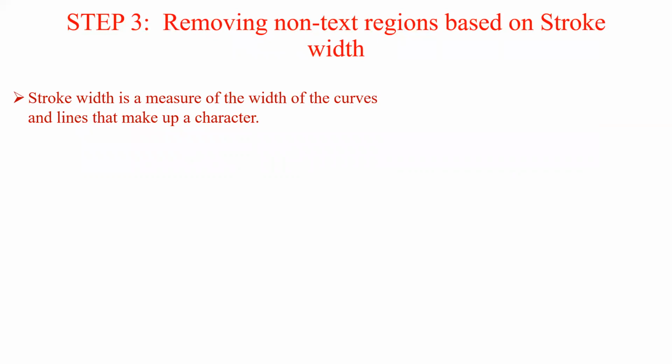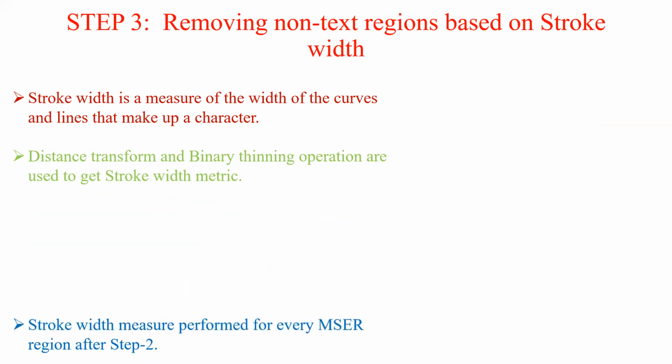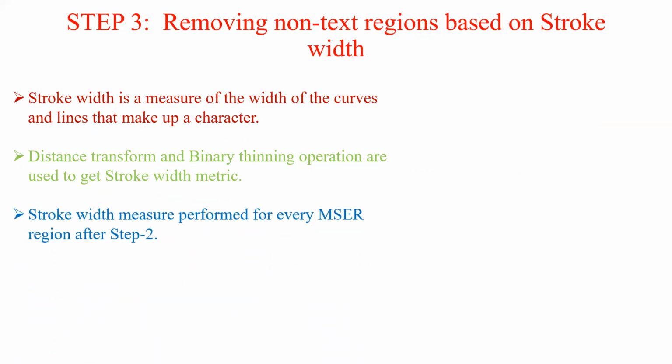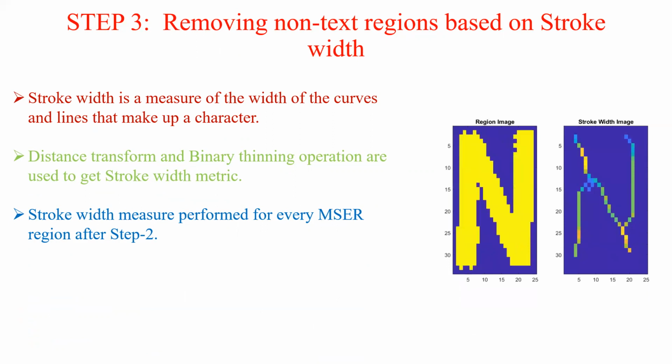Stroke width is a measure of the width of curves and lines that make up a character. Distance transform and binary thinning operations are used to get the stroke width metric. Stroke width measure is performed for every MSER region after step 2. This is the MSER region image, one of the region images, and its corresponding stroke width image.